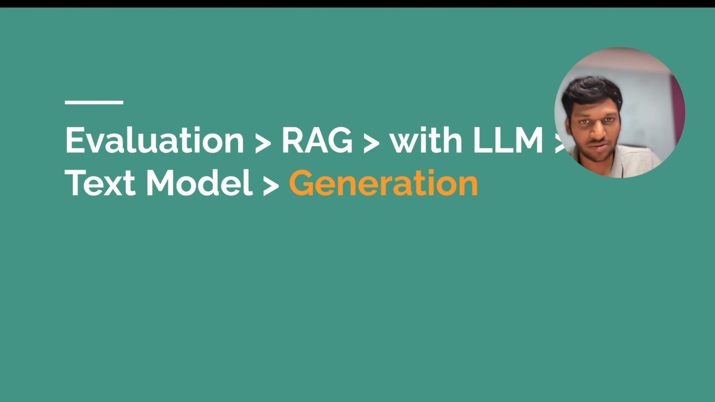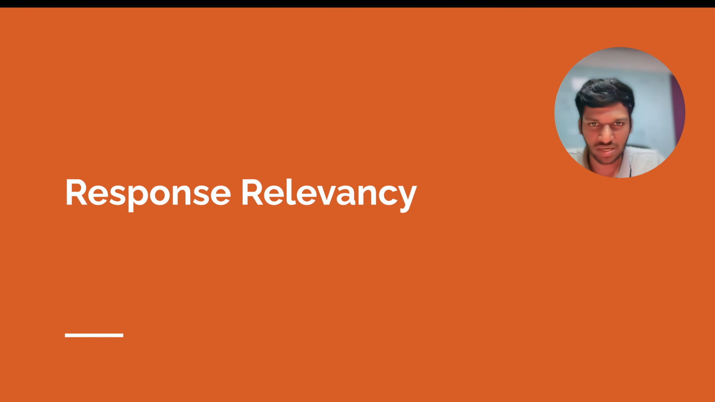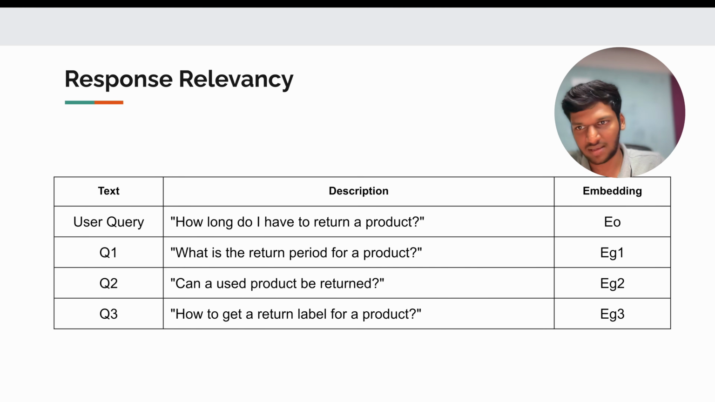Now let's go into the generation side. Inside evaluation, RAG with LLMs, inside text model, we were seeing the retrieval side. Now we will start with the generation side. The generation side is response relevancy. Response relevancy is something like, there is a user query: how long do I have to return a product? That is the original question. But we are trying to generate 3 other questions through the LLM with the LLM response. On the top we saw, right, with the context and user query, the LLM will generate a response.